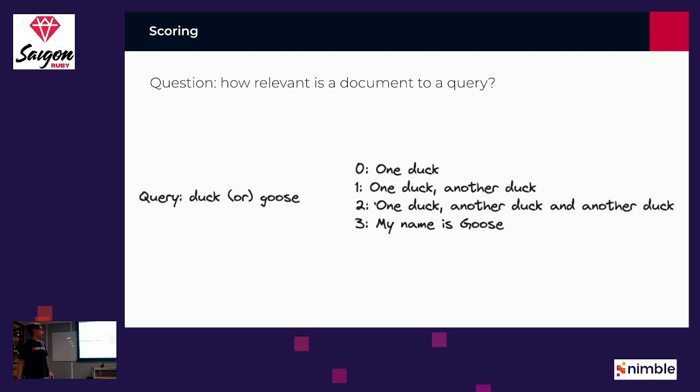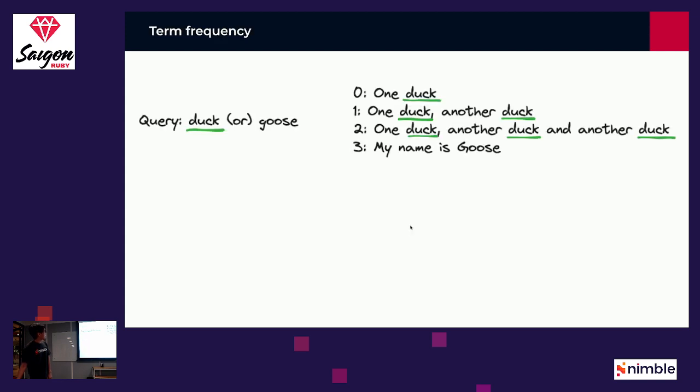We have 3 candidates here. One duck, another duck, one duck, another duck, and another duck, and then my name is Goose. If you isolate the duck, there are 3 documents that match the term duck. Can you guess which one is more relevant? The second one. Number 2.